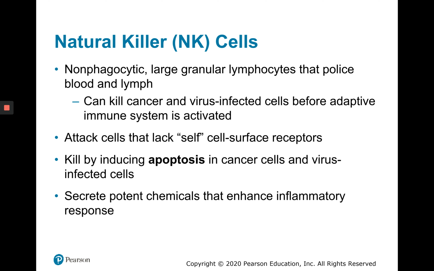They're going to attack cells that lack self-cell surface receptors, and I'll just talk about that briefly. Most of the cells in your body that are supposed to be in your body contain a cell surface marker that says, hey, I'm supposed to be here. And if something happens to that cell, if it becomes cancerous or virus infected, that self-surface marker gets distorted. And if it gets distorted, it gives off a signal that says something's wrong with me. And it's that signal that natural killer cells recognize.